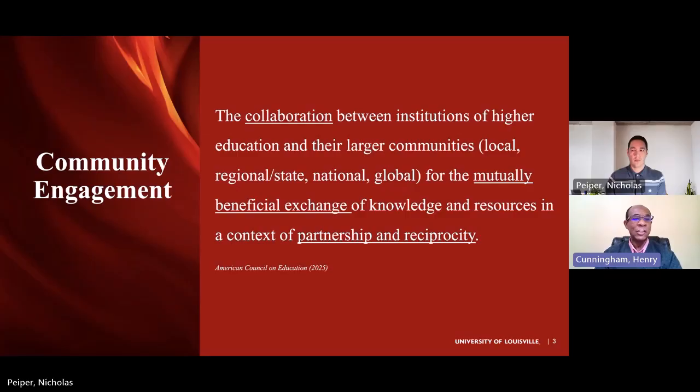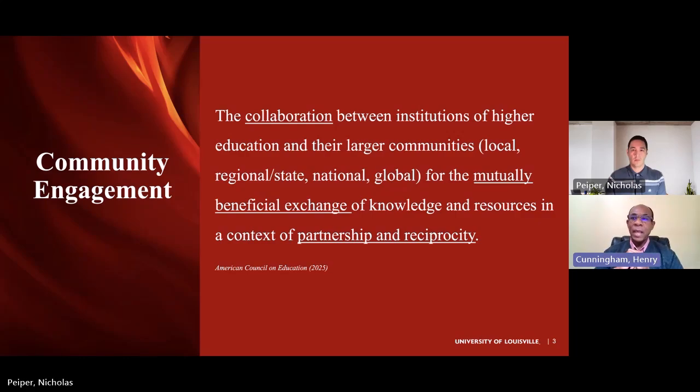So I want to share this definition because it is the foundation of what we do. If we are working in the community and we are not collaborating with a partner, and the work is not mutually beneficial, then we are not doing community engagement. We are probably doing something else, but it's not community engagement. And I really want to emphasize that.